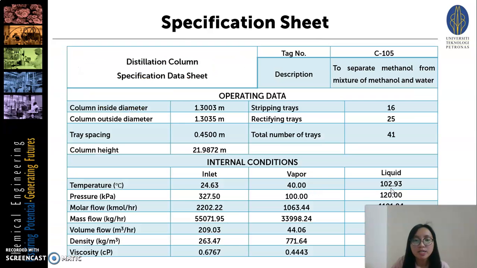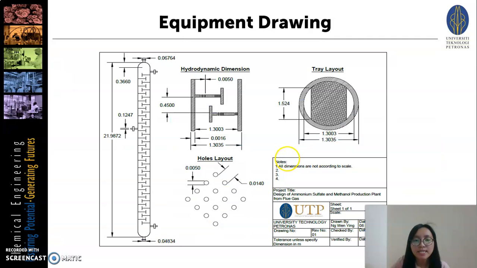With all the major calculations of the column, this is the specification sheet that includes the operating data and internal conditions of the column. The operating data consists of column diameter, column height, tray spacing, and number of trays that are calculated as shown in the design methodology. For internal conditions, all data of the inlet, vapor, and liquid streams are obtained from the ICON simulation for this distillation column C105. With the design methodology, this is the equipment drawing of the distillation column C105 drawn using AutoCAD.